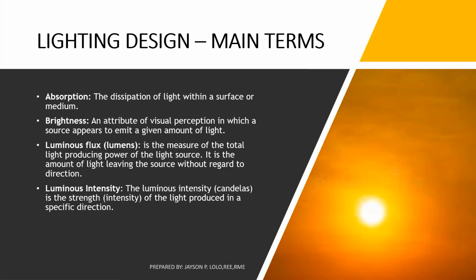Take note that brightness should be used only for non-quantitative references to physiological sensations and perceptions of light. Remember that brightness was formerly used as a synonym for the photometric term luminance, and incorrectly for the radiometric term, which is radiance. Now, as you can see, absorption is the dissipation of light within a surface or medium. So, it is the way of absorbing light.